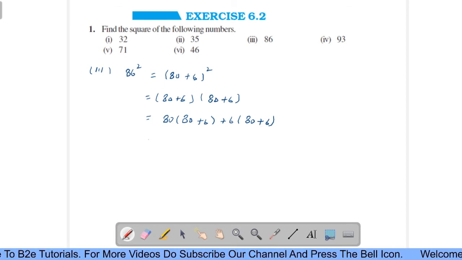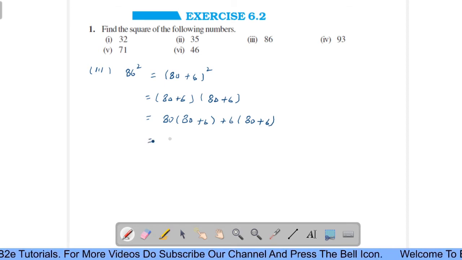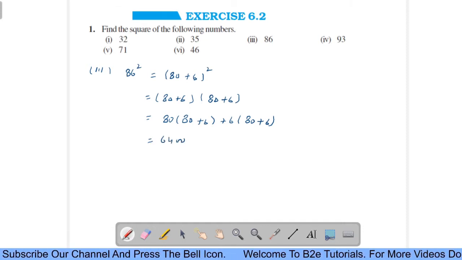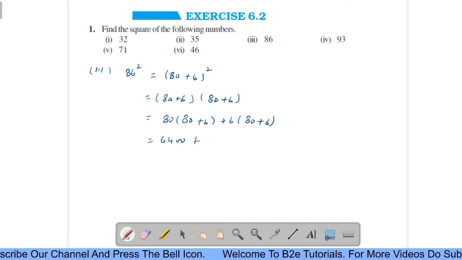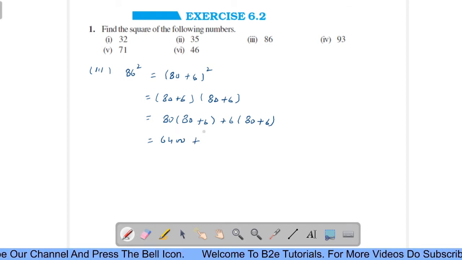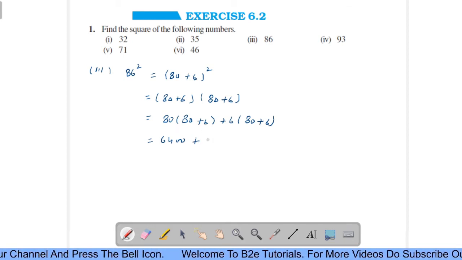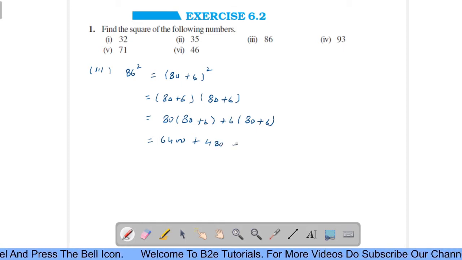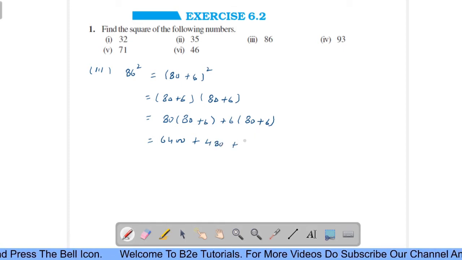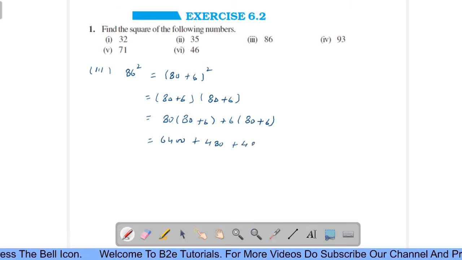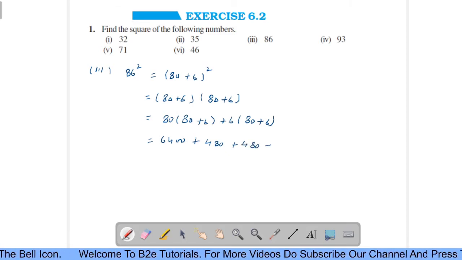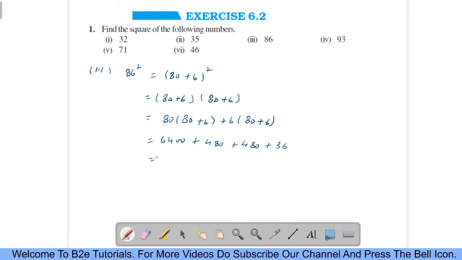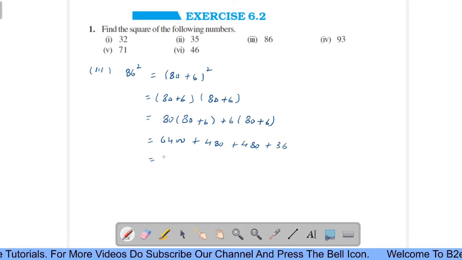Now open the bracket. 80 into 80, 6400, plus 80 into 6, 480, plus 6 into 80, it is again 480, plus 6 into 6, 36. Add all, you will get 7386.